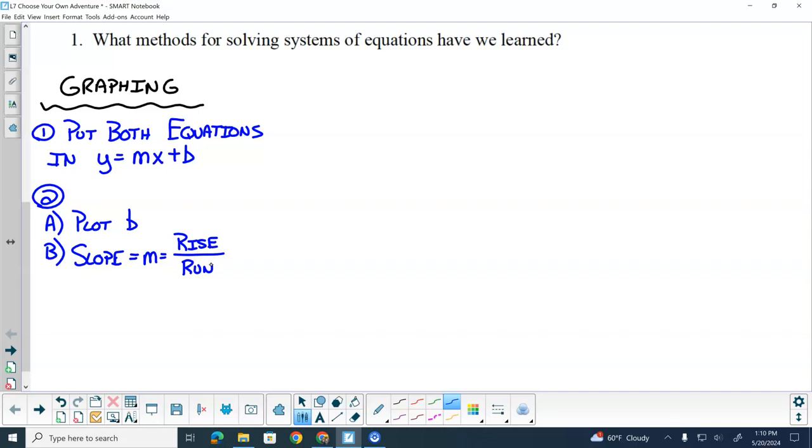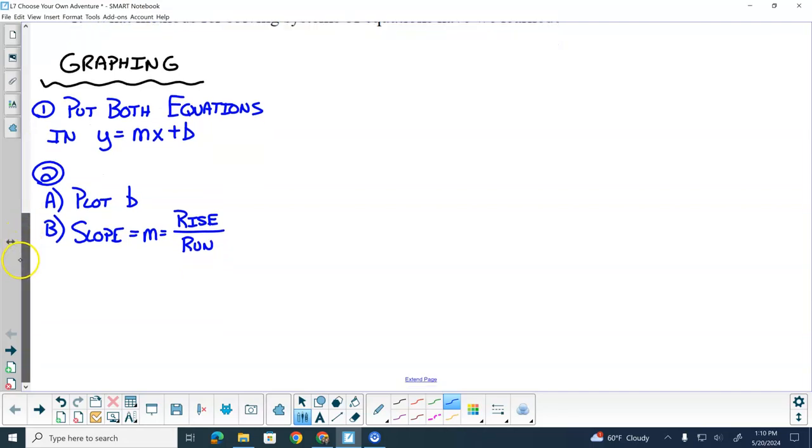Then, what we're going to do is repeat step two, because we've got a whole other line to put on there.